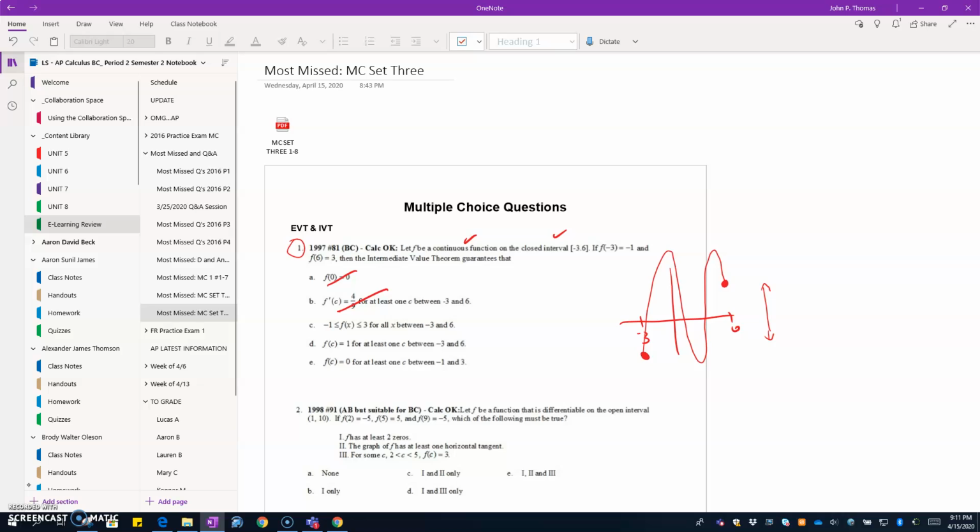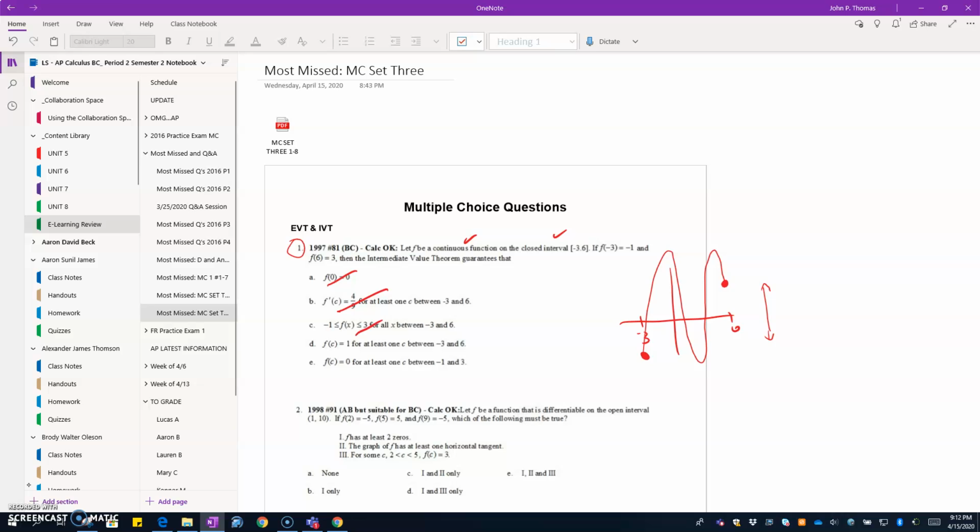Next one says -1 is less than or equal to f of x is less than or equal to 3 for all values between -3 and 6. As we just mentioned, you can definitely go above or below those values. It's just saying you do hit every value in between at least once. So that's out as well.